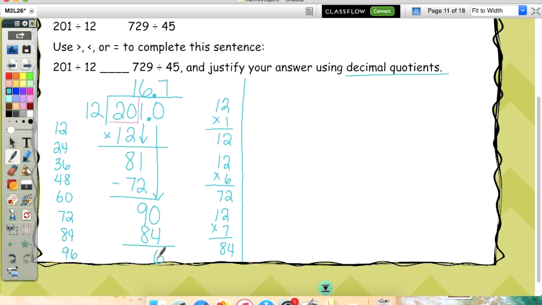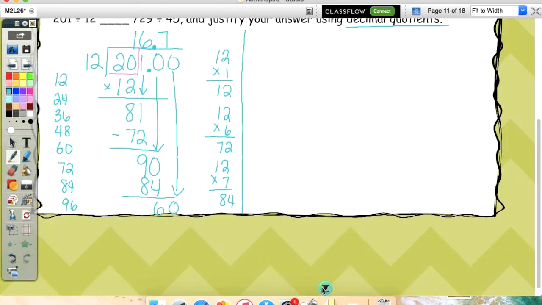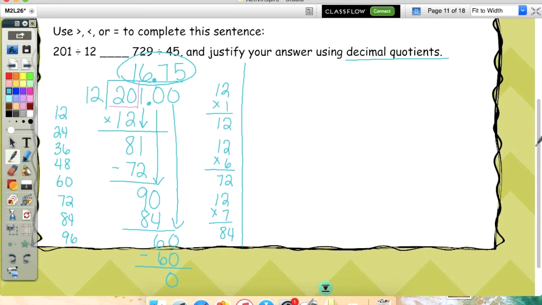Oh, good. Yes. It's 60. Okay, so right here I have 60. 12 times what? 5. So my answer to this one is 16 and 3/4, or 16 and 75/100, or $16.75. Good to know those quarters. Yes, good to know those quarters.